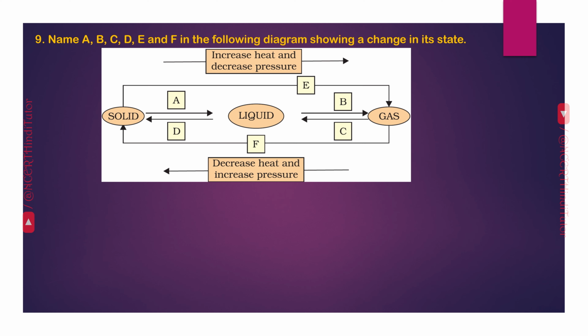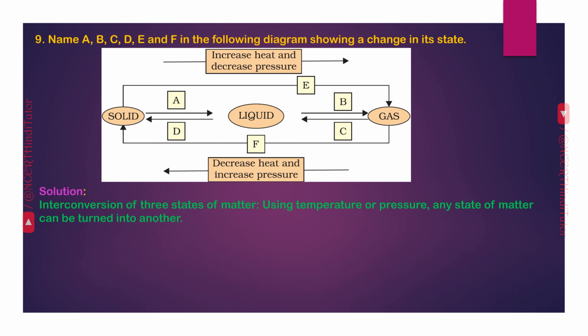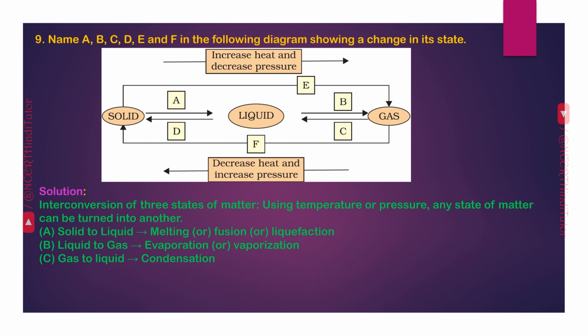Question 9. Name A, B, C, D, E and F in the following diagram showing a change in state. Answer. Interconversion of three states of matter: using temperature or pressure, any state of matter can be turned into another. A. Solid to liquid, melting or fusion. B. Liquid to gas, evaporation or vaporization. C. Gas to liquid, condensation. D. Liquid to solid, solidification. E. Solid to gas, sublimation. F. Gas to solid, deposition.